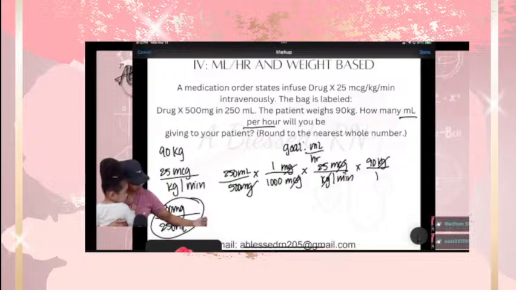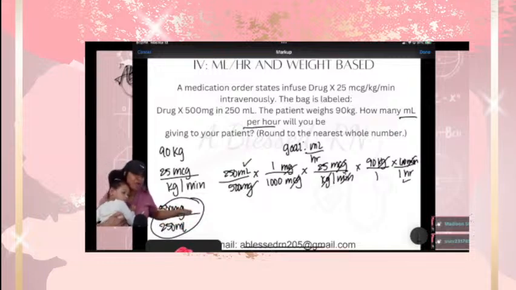Your kilograms crosses out, and now you've got minutes. We need hours at the bottom, so we'll do 60 minutes is in 1 hour. Now your minutes cross out, and you're left with milliliter on the top and hour on the bottom. And now you can put it in your calculator.